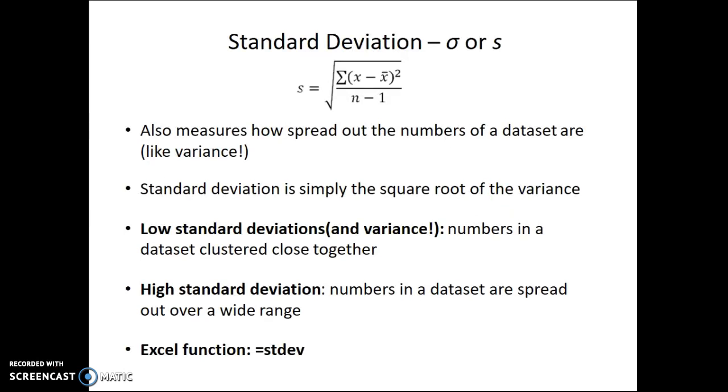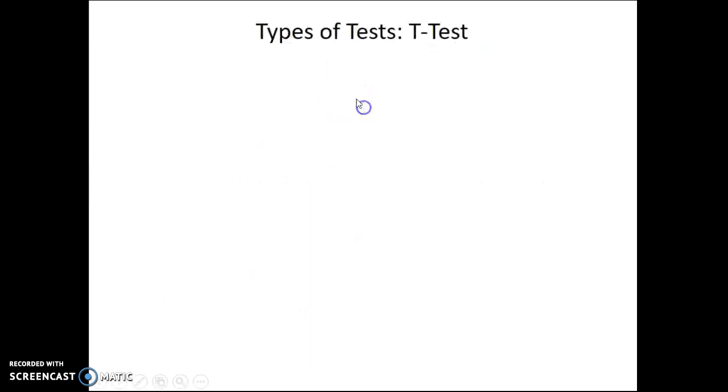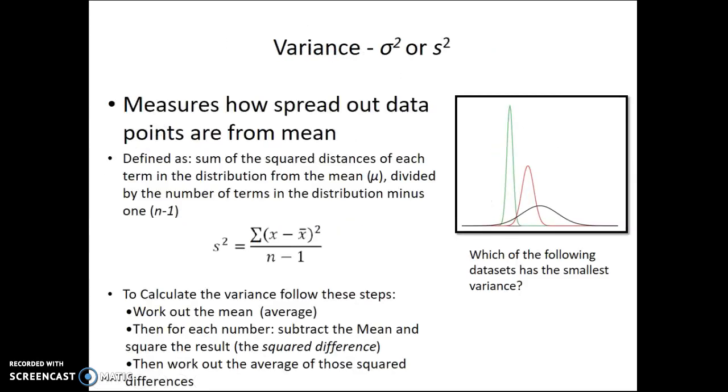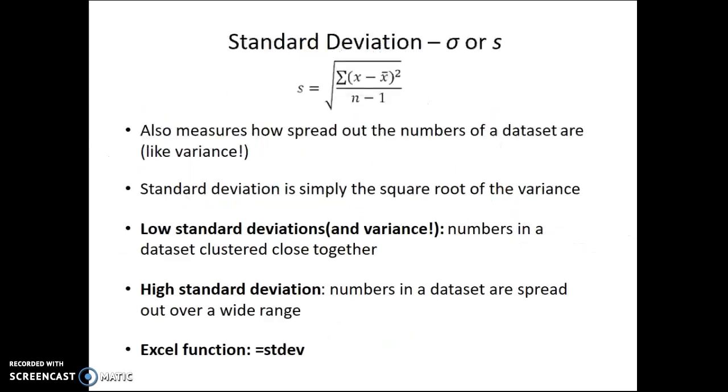Standard deviation is another measure of how spread out the numbers of a data set are, so it's related to variance. It's simply the square root of the variance. If you compare this formula to our variance formula, variance is simply standard deviation squared, or in other words, standard deviation is the square root of variance.